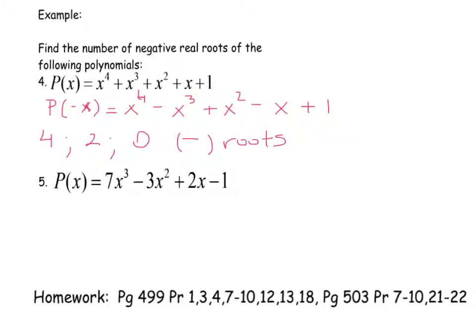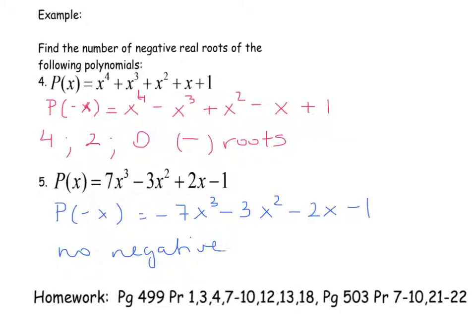So I'm going to look at the last one. Let's go ahead and rewrite it first with p of negative x. The first term is going to turn negative, negative 7x to the third. The second term will stay negative, and the next term will turn to a negative, so it's negative 2x and minus 1. So if I look at the number of sign changes, there is no sign change. That will mean that this polynomial will have no negative real roots.